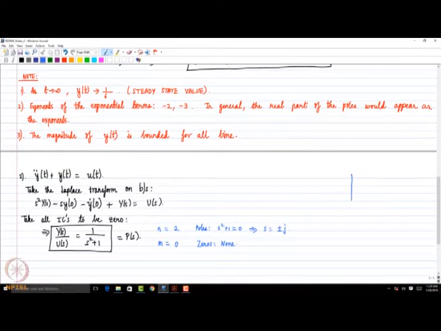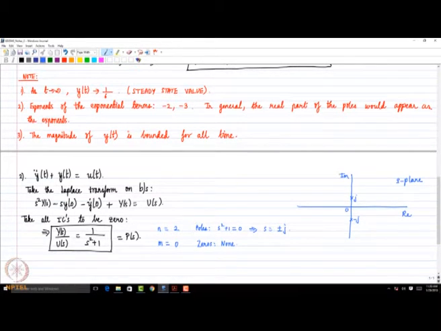So if you plot the s plane and mark these two poles, where are they going to be? They are going to be at plus j and minus j. Those are the two poles for this particular system.